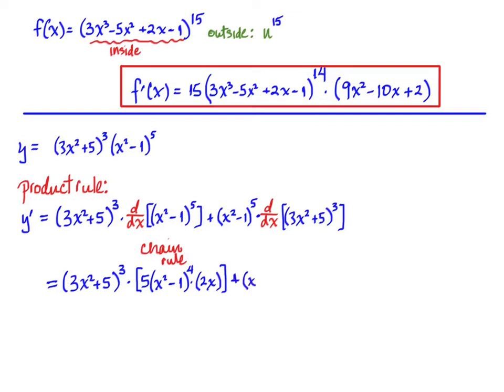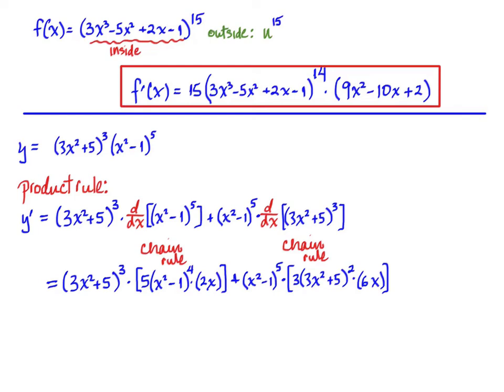Okay, so the second term we have just x squared minus 1 to the fifth. Now let's differentiate the power of that polynomial. So bring down the exponent, reduce the exponent by 1. Notice we left the inside alone. That's the derivative of the outside with respect to the inside. Then we multiply by the derivative of the inside. And we might be done, except we might have to simplify.